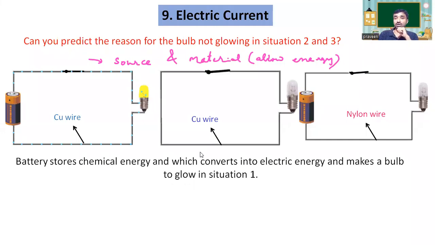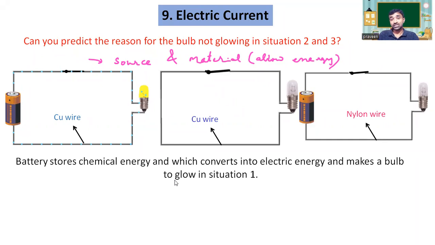So how the battery is working, that I learned in 8th class, due to the chemical reaction. Due to the chemical reaction, right? So that chemical energy is converted into electrical energy. Okay, I have that source in situation 3, but the bulb is not glowing. The source is not glowing the bulb. What could be the reason? That energy may not be transferred to the bulb, right?